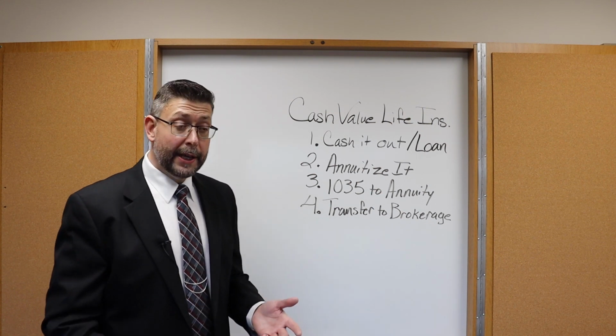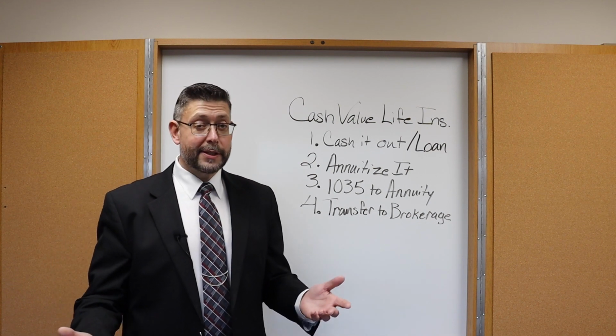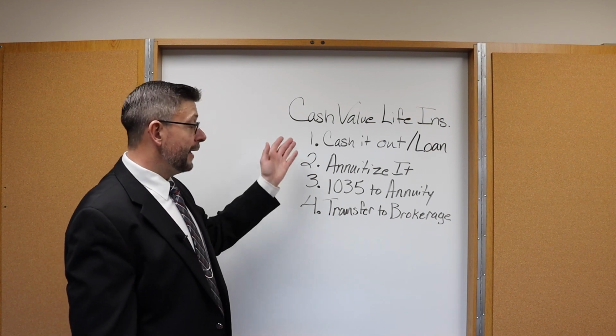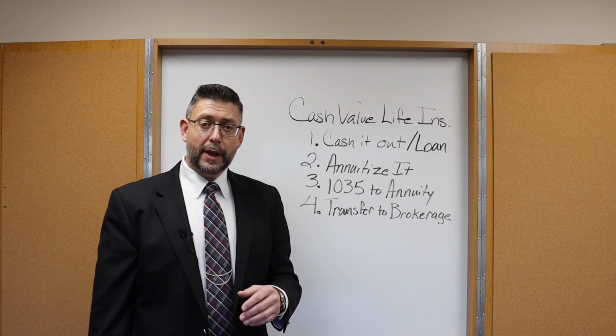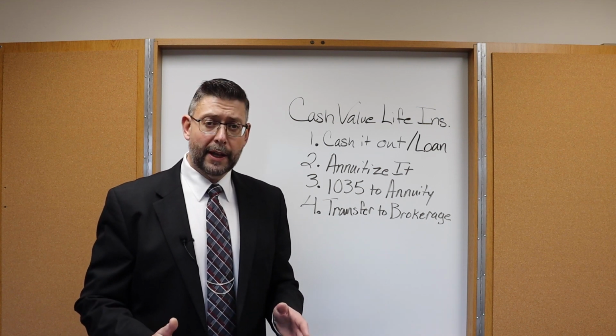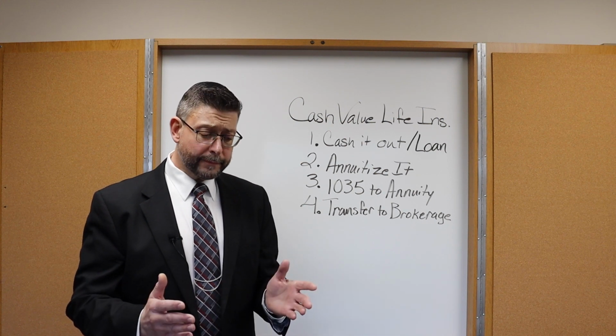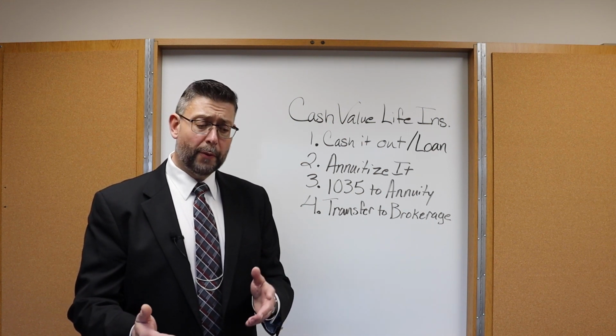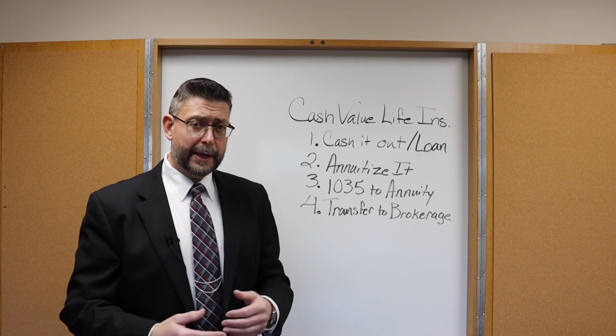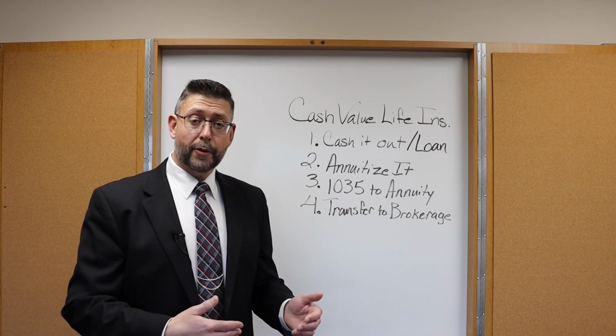Well, option number 1 is kind of the most straightforward. It's the simplest, right? You simply pick up the phone and you call the insurance company and let them know that you no longer need the death benefit and you simply want to cash out the life insurance policy. They're going to send you a surrender form. You're going to sign it, send it back to them, and eventually you're going to get a check in the mail.